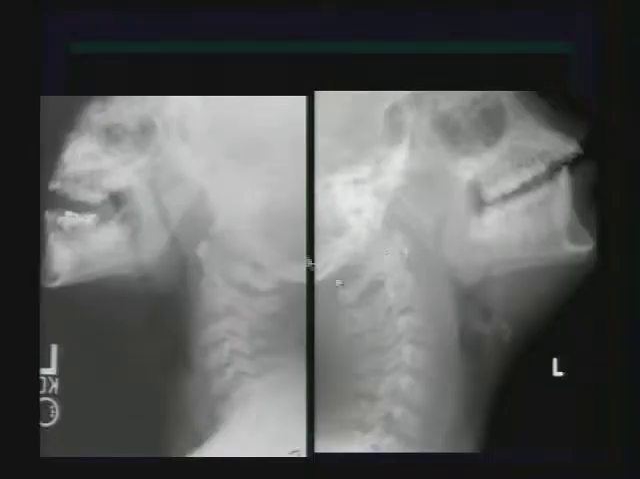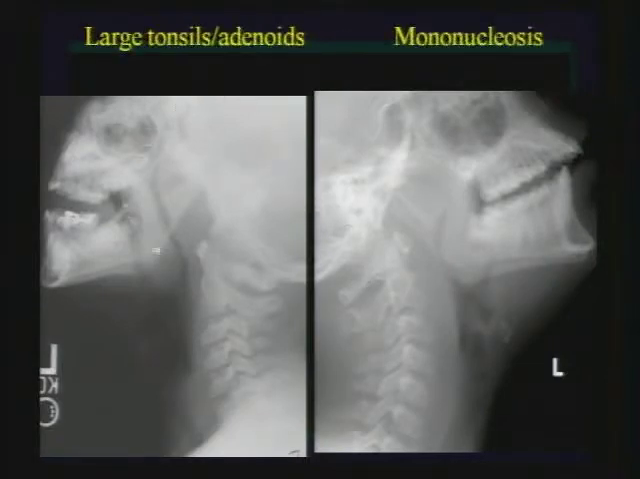This is much more common. These are two different cases of marked enlargement of the adenoids and tonsils. Here you can see that not only is there enlargement of the adenoids and the area of the tonsils, but also retropharyngeal soft tissue swelling. So this is pretty common in teenagers and older children to have large tonsils and adenoids. In particular, mononucleosis can be quite important as a cause of airway obstruction. And if you happen to do a CT, it often looks very funny. The enhancement pattern is funny. So always consider mono when you see the tonsils, adenoids, and retropharyngeal soft tissues.